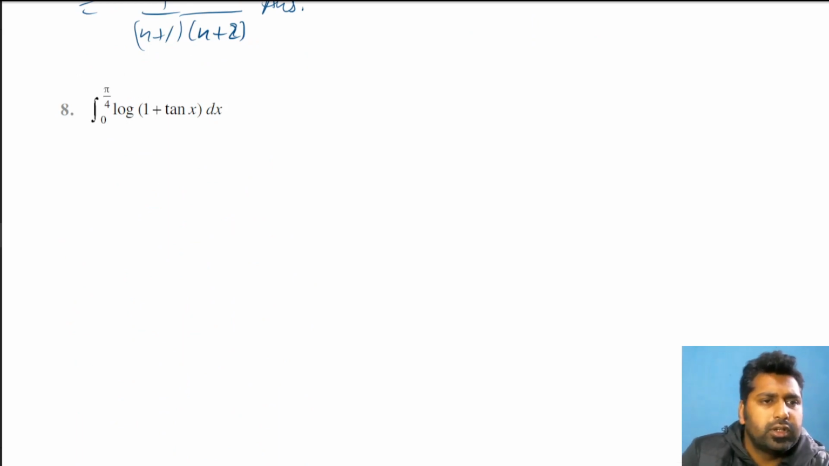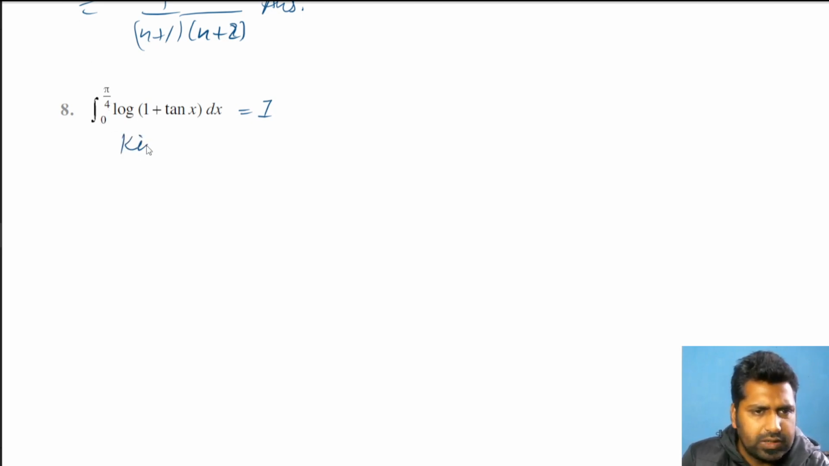0 to pi by 4, not pi by 2 this time. Integral from 0 to pi by 4 of log(1 plus tan x). Okay. Again, there's no sense to use the odd-even property because the limit is not minus a to a. So we'll use the King rule. I told you most of the questions are from this rule itself.